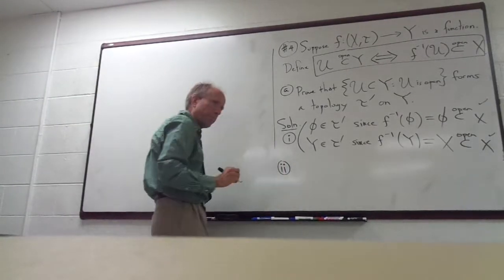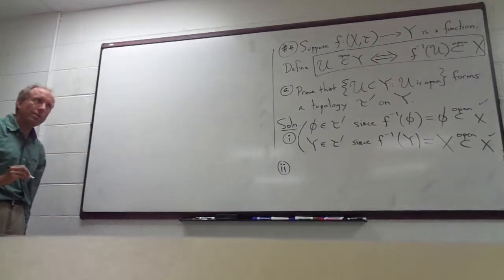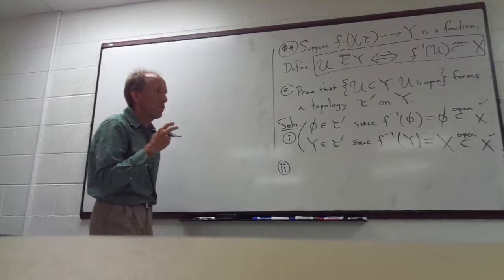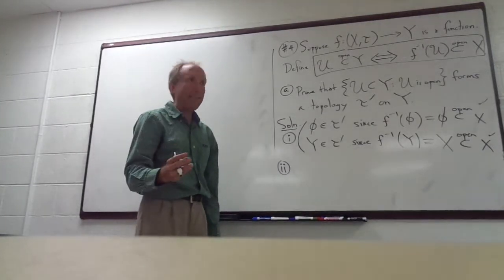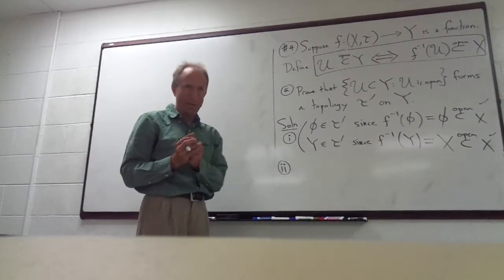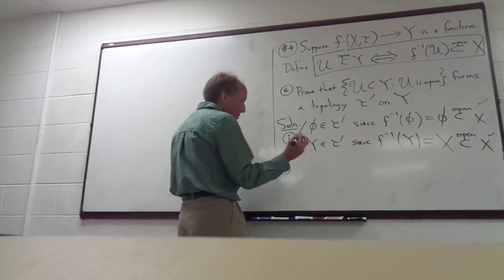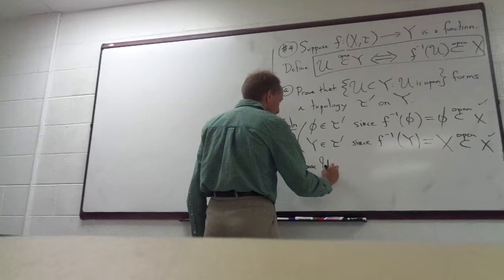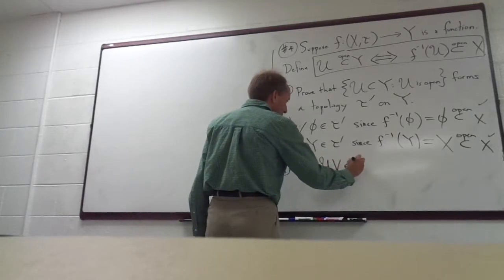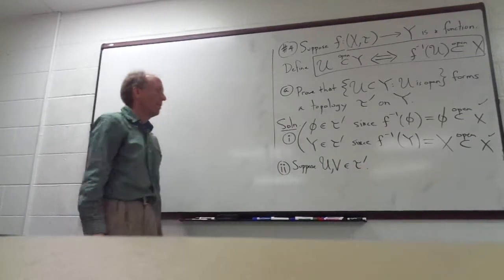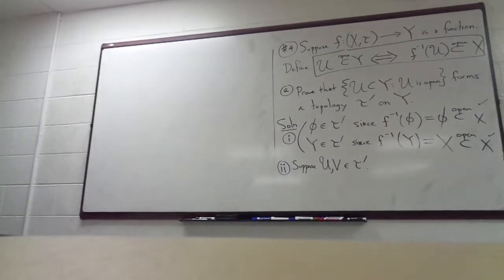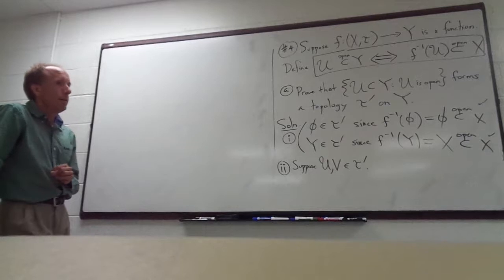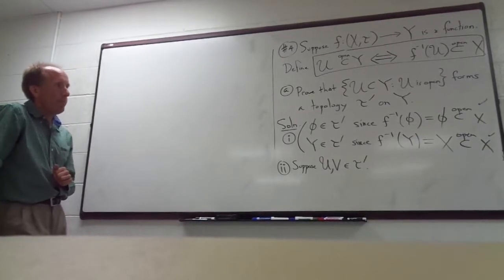What does the second requirement on a topology say? The intersection of two open sets has to still be open. Exactly. So let's suppose that U and V are in tau prime. And I need to prove that U intersect with V is still in tau prime.